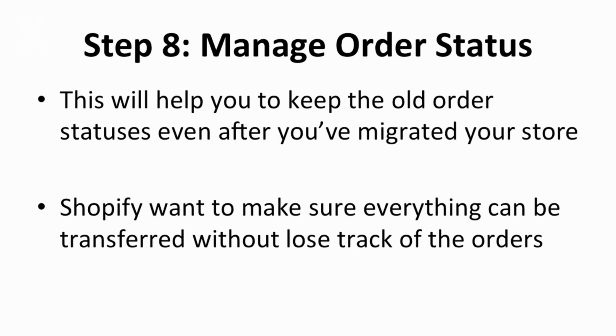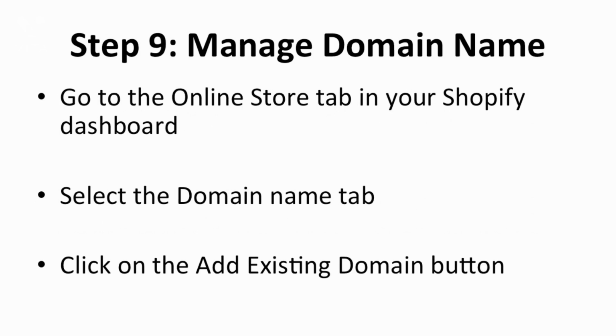Next, you are able to migrate your order statuses from your old store to Shopify. Shopify wants to ensure that the migration happens orderly. Because these status tags have different names, it's best for you to walk through all of the order statuses to make sure the details are correct. And this will let you keep the old order statuses even after you've migrated to your new store. In this next step, you will need to manage the domain name.